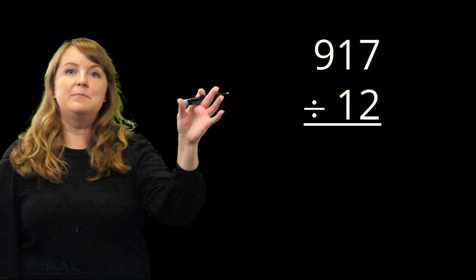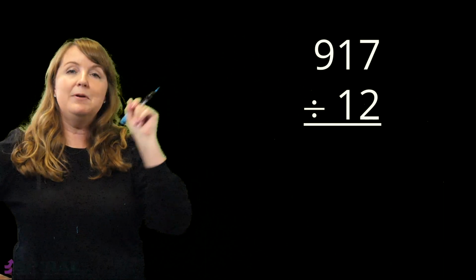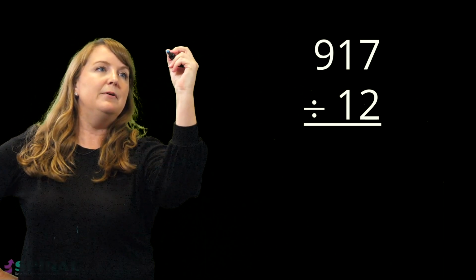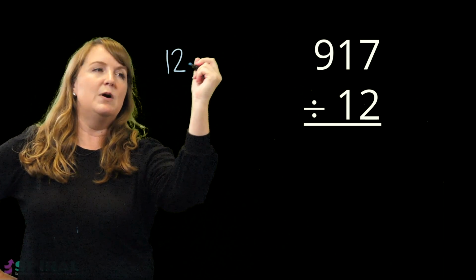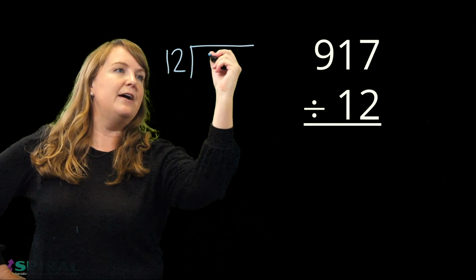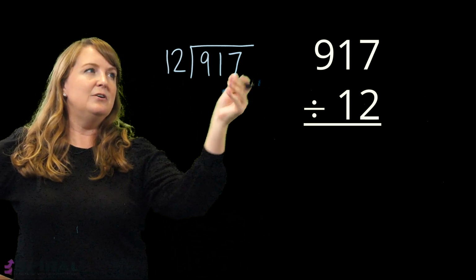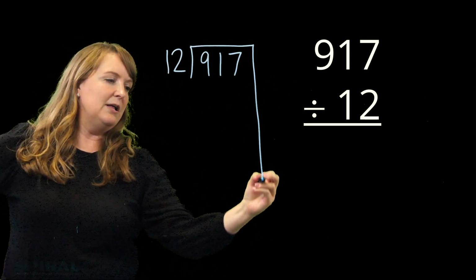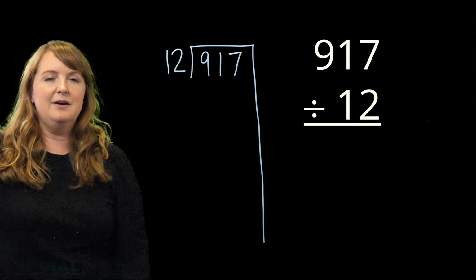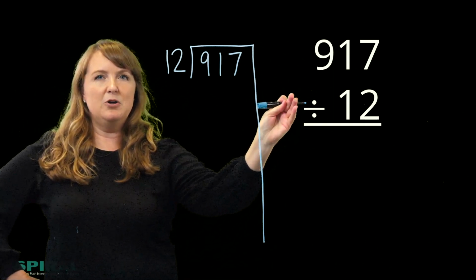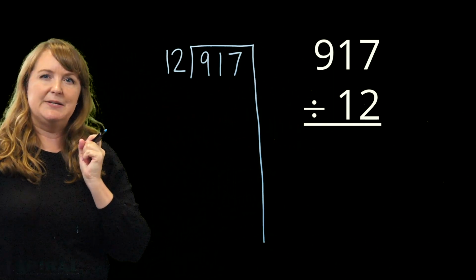Now to get this set up to use with the partial quotients algorithm, I'm going to rewrite this problem. I'm going to think about how many groups of 12 can I make if I have 917? And I like to take that long division bracket, and I'm also going to draw a vertical line down there, because that's going to help me separate my partial quotients from my workspace.